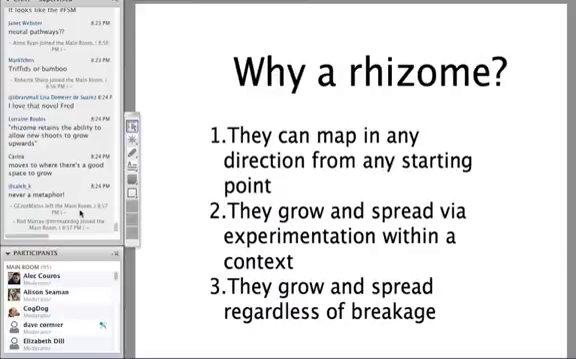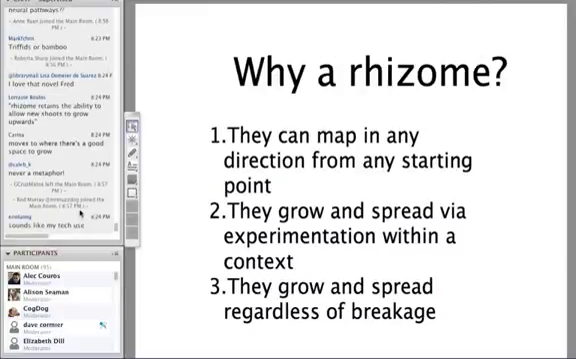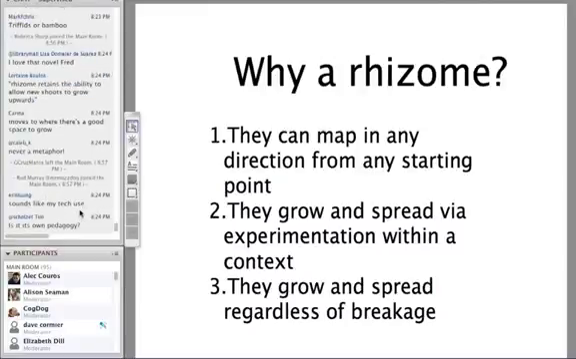So the rhizome is unpredictable. It's responsive. It can move, grow, and spread via experimentation within a context. So what will happen with a rhizome is that if it runs up against a wall, it'll start crawling down the wall and it'll start curving around. Sounds like my tech use, very similar to a lot of ways that people teach themselves how to do things.